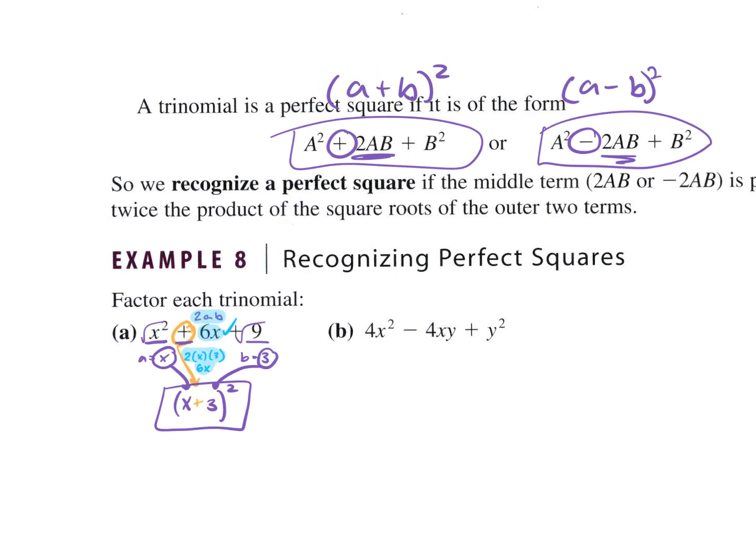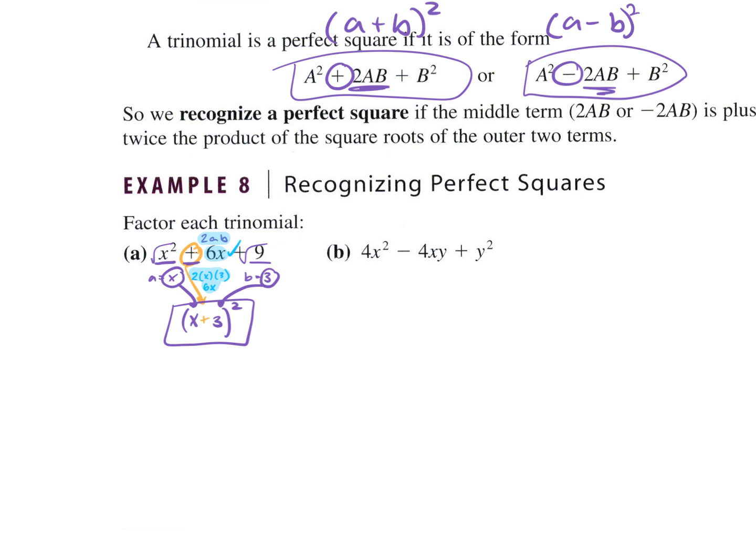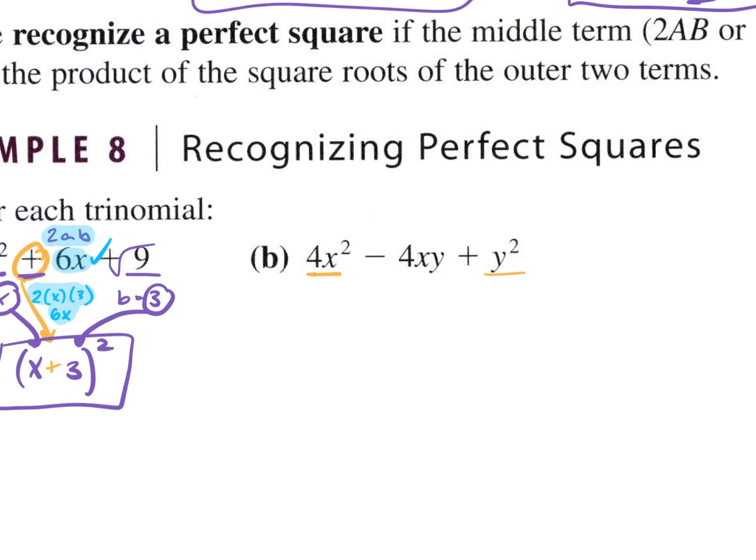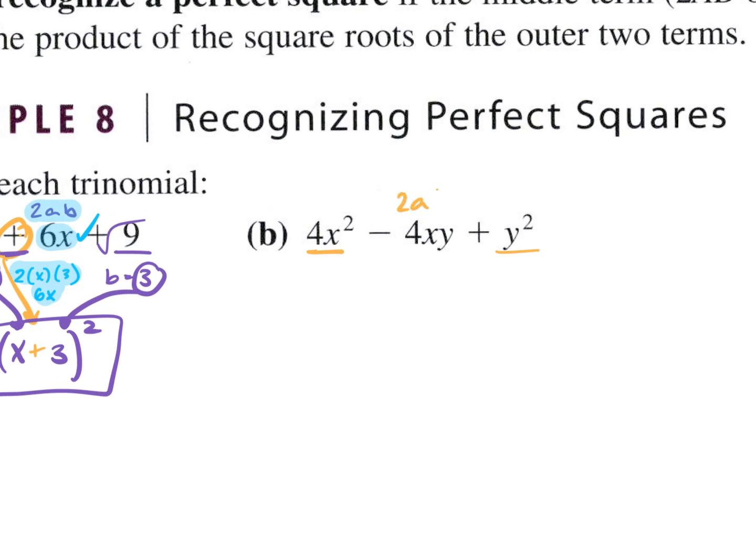So next let's look at b. We notice that 4x squared is a perfect square and y squared is a perfect square. So in order to use my perfect square trinomial shortcut formula, we have to check the middle to make sure it's 2ab. So we want to figure out what our a is and what our b is. What squared would give me 4x squared? Well, 4 would be 2 times 2, and x squared would be x times x, so 2x. And then what squared gives us y squared? That would be y.